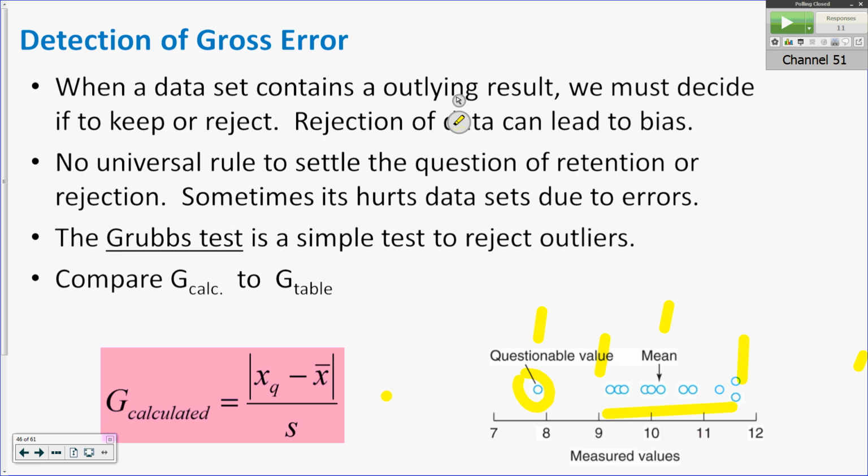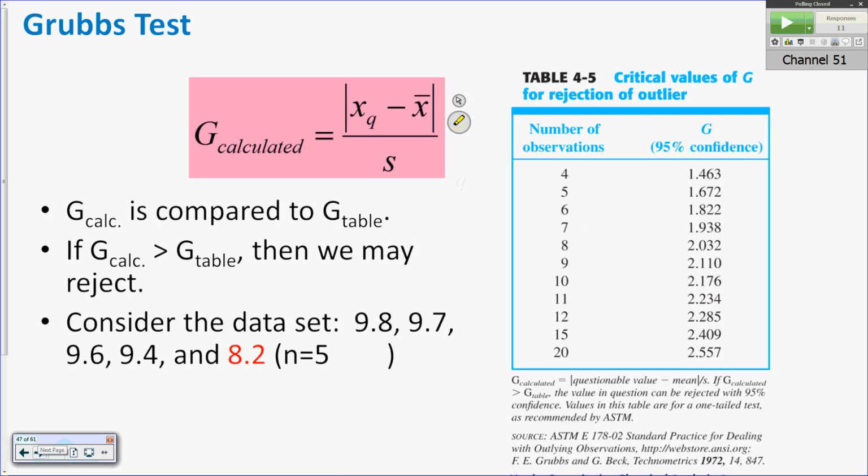Okay, so what you simply do is you calculate this G value, and you take your questionable point, less the average of the data set, and you divide it by your standard deviation. And the standard deviation includes the outlier, so it includes every point in the set, including the questionable point. Then you take that value and compare it to a value in a table based on the number of observations, and don't confuse this with degrees of freedom. This one is the number of replicates.